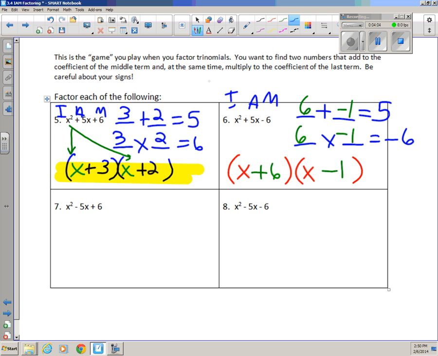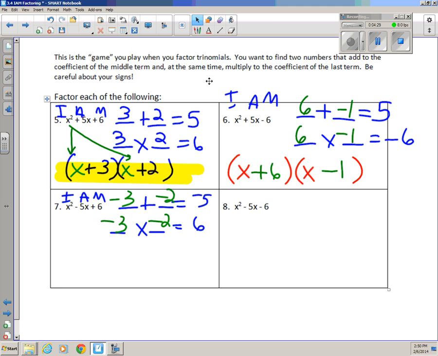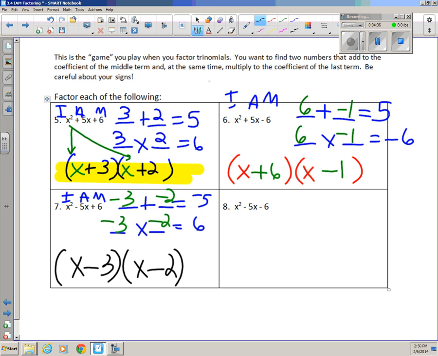Play IAM again. Still have the same kind of numbers, but now you're adding to be negative 5, and you're multiplying to be positive 6. Numbers have to be the same because they multiply to a positive. Because they add to a negative, both same signs have to be negative, and it's negative 3 and negative 2. That multiplies to positive 6. That adds to negative 5. And when you do your parentheses, one of them has the x with the negative 3. The other one has the x and the minus 2.